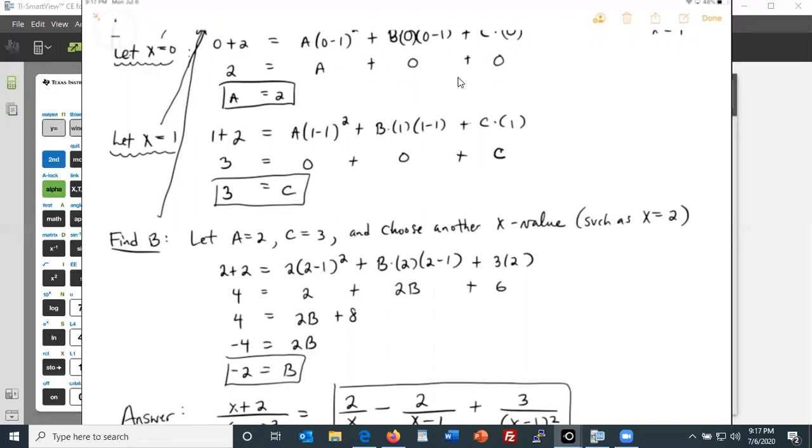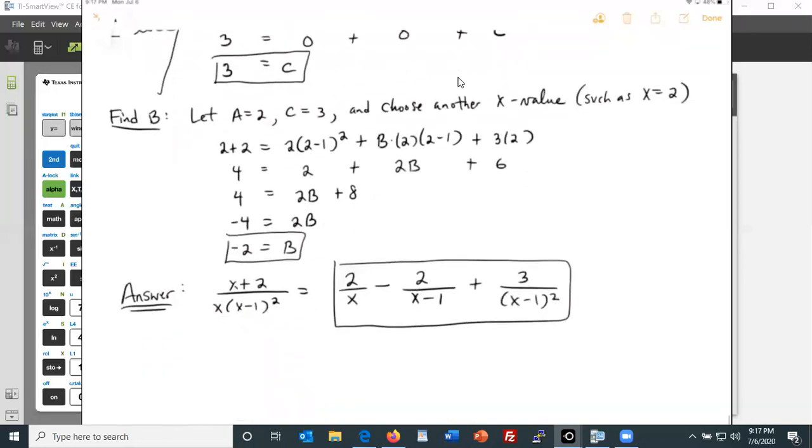That would be the decomposition of our original problem, X plus 2 over X times X minus 1 squared, where the X minus 1 factor is repeating. You could break this down into the sum of these 3 fractions. Okay?